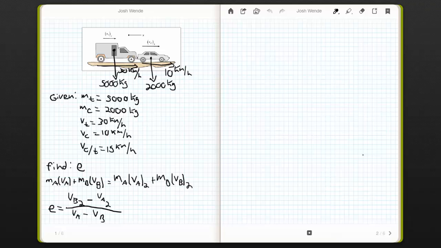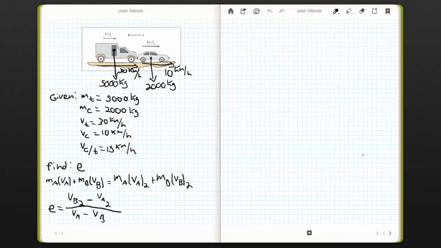Now I'm not going to be solving for the loss of energy because that takes a bit more time than we have. I'm just going to be solving for the coefficient of restitution between the truck and the car. So let's jump right into it. What we need to find is the coefficient of restitution, so we'll need VB2, VA2, the velocity of A and the velocity of B.